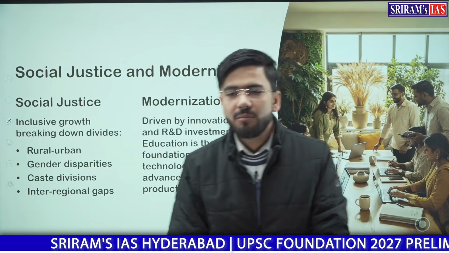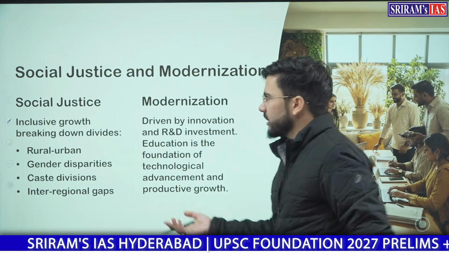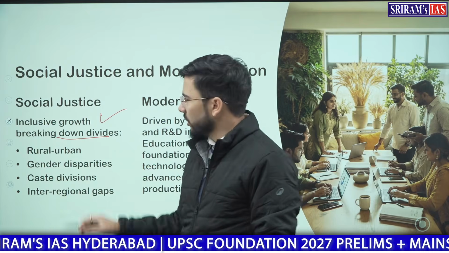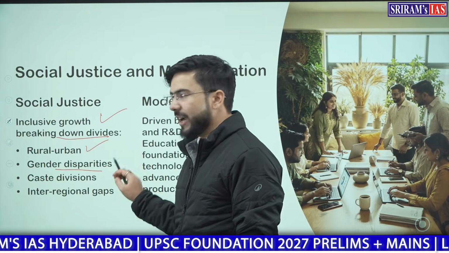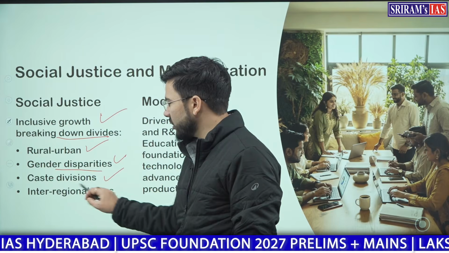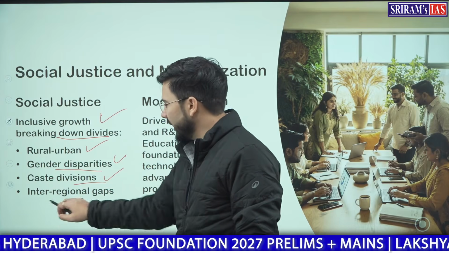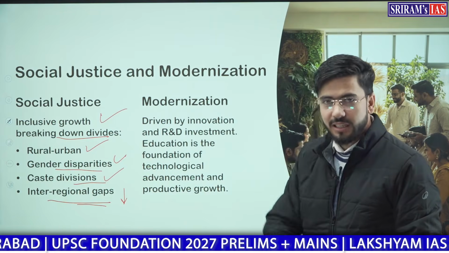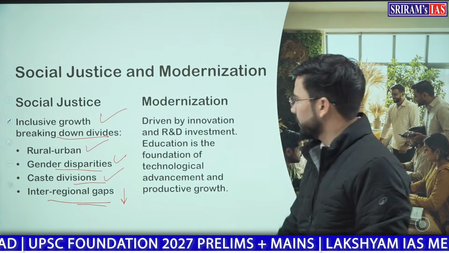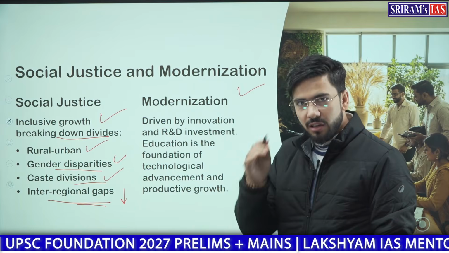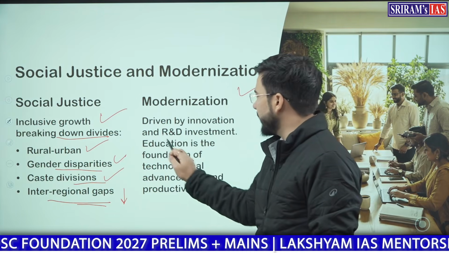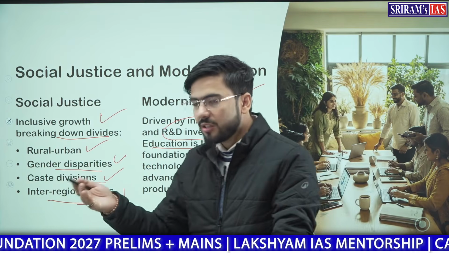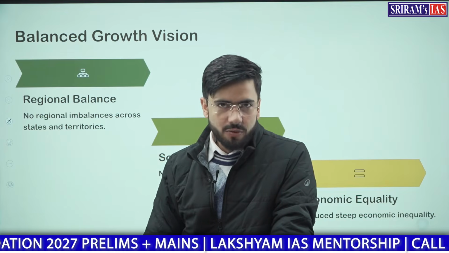Social justice and modernization. Social justice, the inclusive growth, talks about both rural and urban growth. Gender disparities should be decreased, caste divisions should be minimized, inter-religion gaps should be decreased, and inter-regional gaps should be decreased. Modernization, what does that mean? We need to invest in research and development. Education is the foundation for this, and that is why we introduced the National Education Policy 2020.